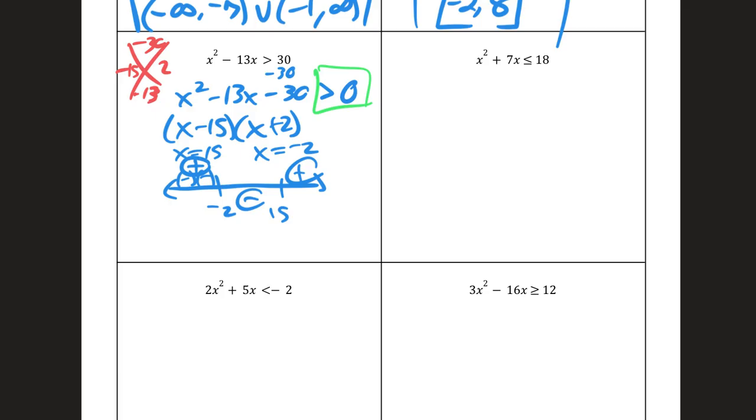And then I can answer the question that was asked, where is this function greater than 0? It's greater than 0 where we are positive in our sign chart. So from negative infinity to negative 2, not including negative 2 because we're not equal to 0. Or 15 to infinity.